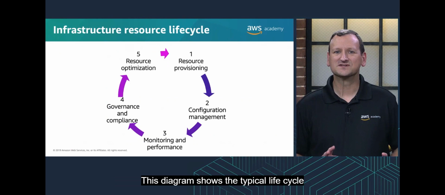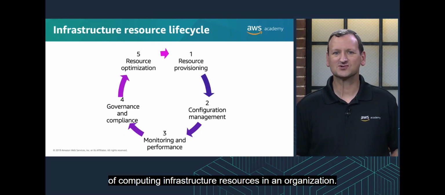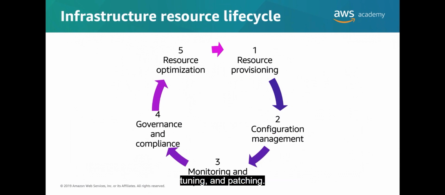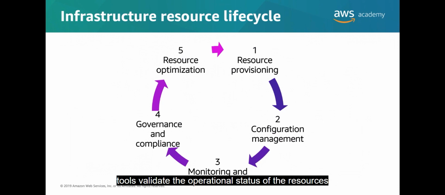This diagram shows the typical life cycle of computing infrastructure resources in an organization. In the resource provisioning phase, administrators provision resources according to the business needs. During the configuration management phase, resources become components of a configuration management system that supports activities like upgrading, tuning, and patching. During monitoring and performance, tools validate the operational status of the resources by examining metrics, transactions, and log files.